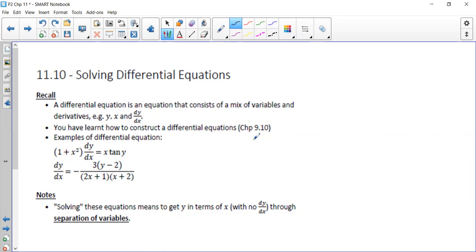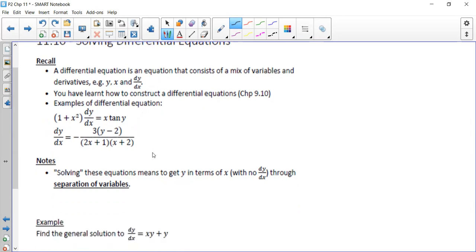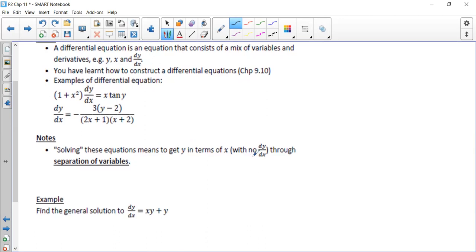We're not going to apply it to those questions yet because that will be the next lesson, 11.11, which is about modeling. But today we're focusing solely on the method of how to solve differential equations. So examples of differential equations are like this: (1 plus x squared) dy by dx equals x times y, or dy by dx equals this. In these two equations, you can see there are x, there are y, there are dy by dx. So it's a mixture. It doesn't matter which side dy by dx is on, or how they're laid out. Overall, x, y, dy by dx are all in one line. This is called a differential equation. To solve these equations means we want to get y in terms of x.